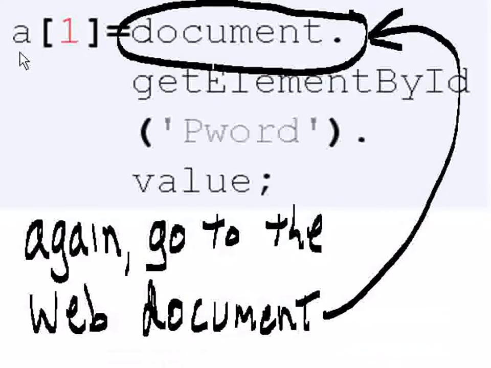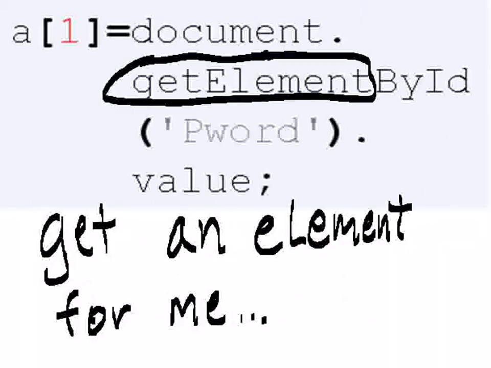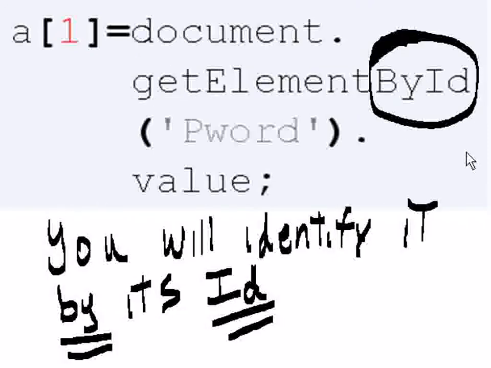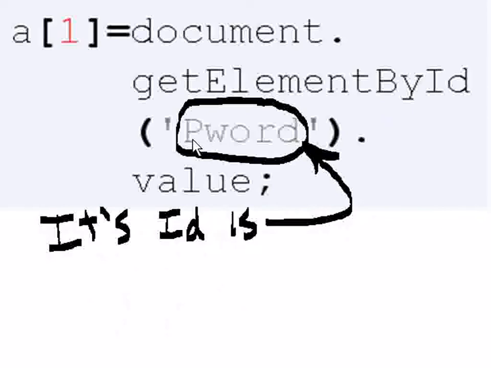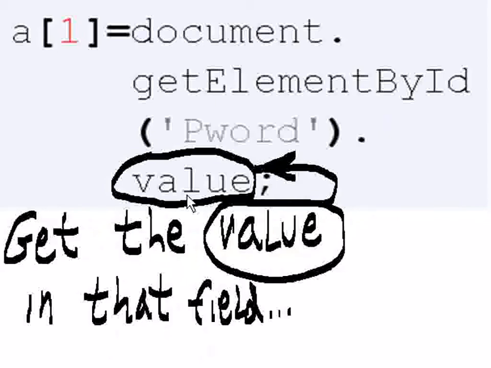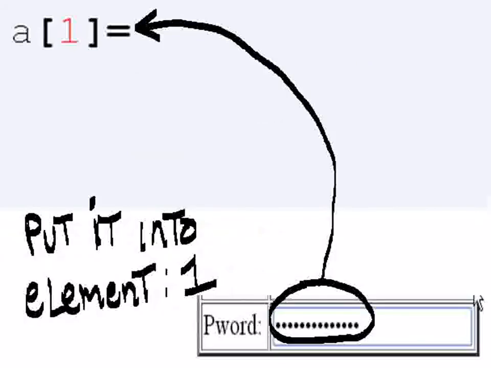Next, array A, element 1, equals something. Really, what does it equal? Well, again, go to the web document, get an element for me. You will identify it by its ID. Its ID is p-word. Get the value in that field, which will be the password the user keys in, and then put it into element 1.